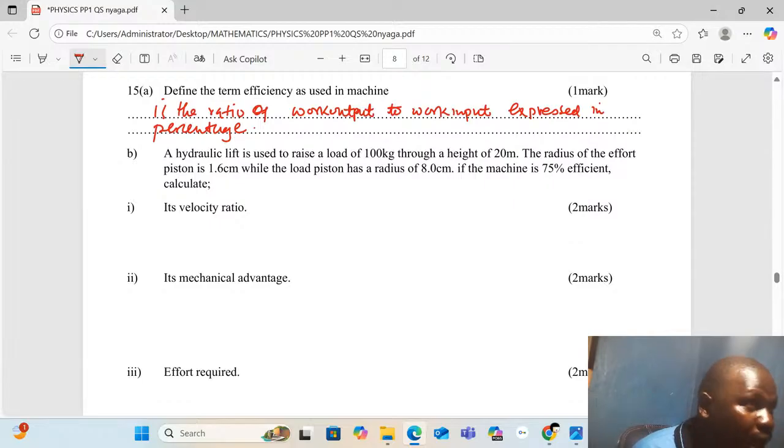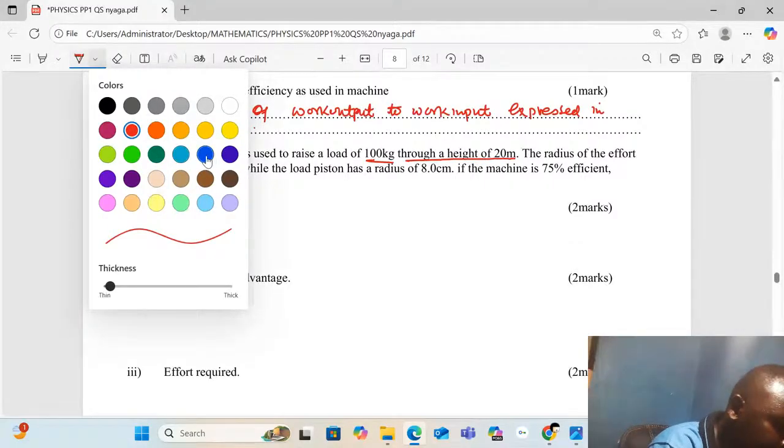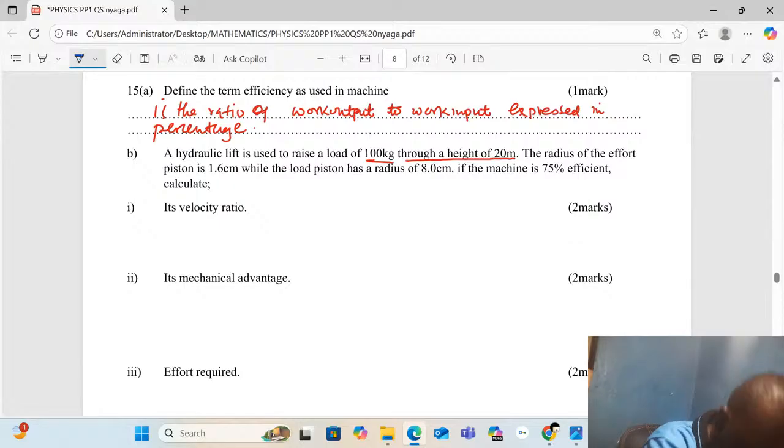B. A hydraulic lift is used to raise a load of 100 kg through a height of 20 meters. The radius of the effort piston is 1.6 centimeters, while the load piston has a radius of 8 centimeters. If the machine is 75% efficient, calculate the velocity ratio.